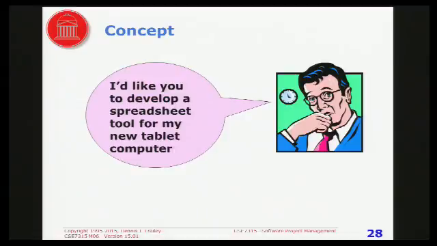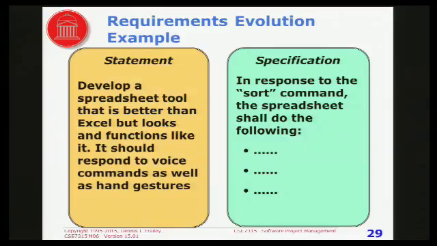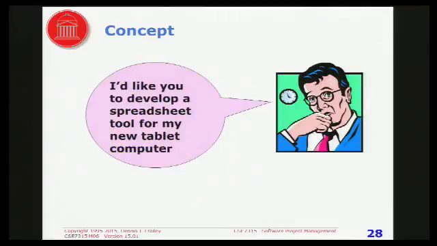A concept might be, I want a spreadsheet tool for my new tablet computer. In fact, I had a job very similar to this once early in my career. The company was building a new computer and they wanted a particular kind of software to run on that computer. And that was all I had at the beginning. Well, over time you refine that, you develop something more specific. In this example, develop a spreadsheet tool that's better than Excel but looks and functions just like it and responds to voice commands as well as hand gestures. I mean, I just made that up. But the idea is this is a lot more specific than that.